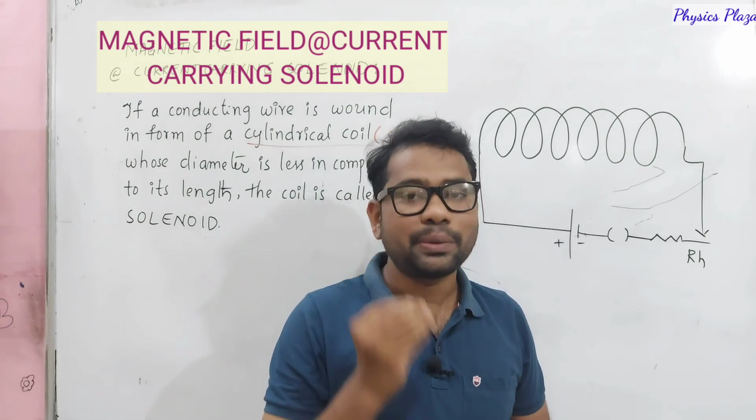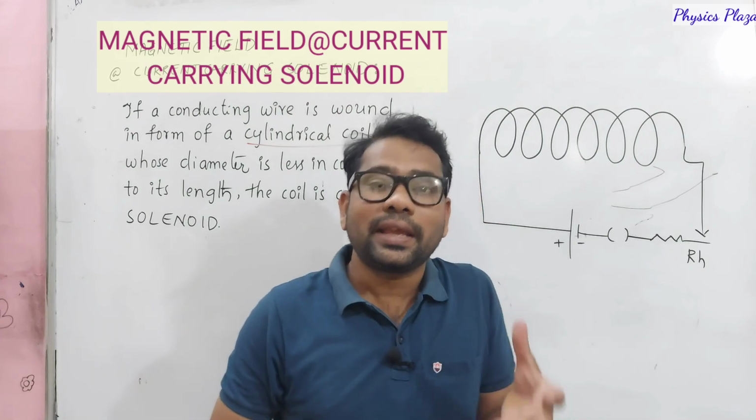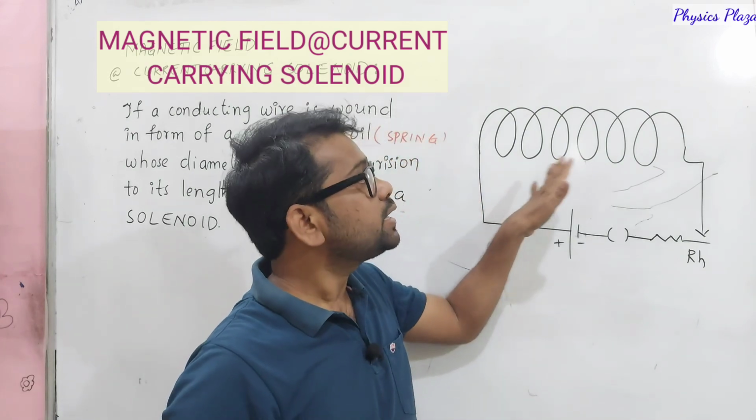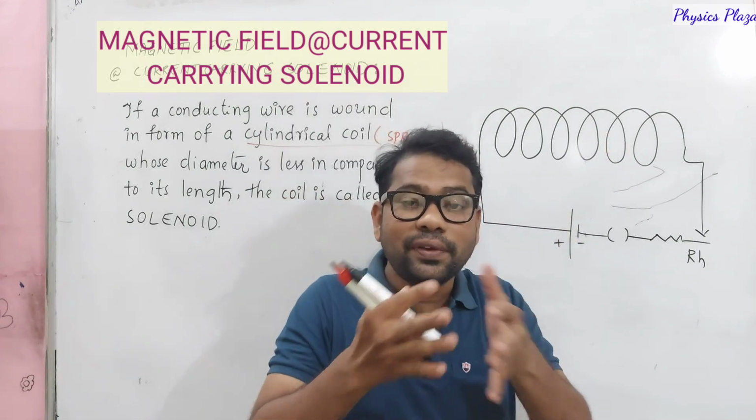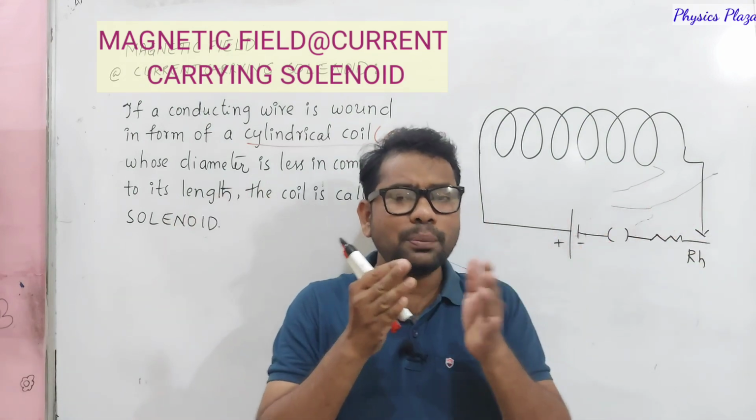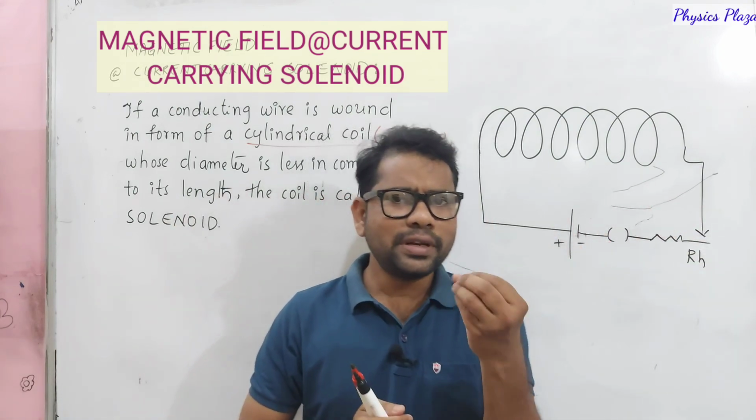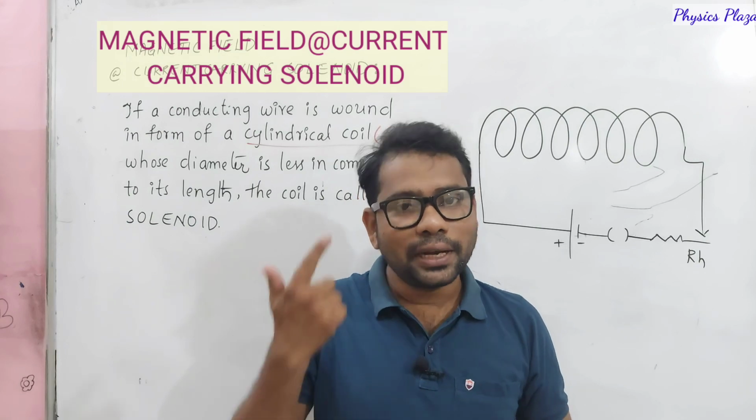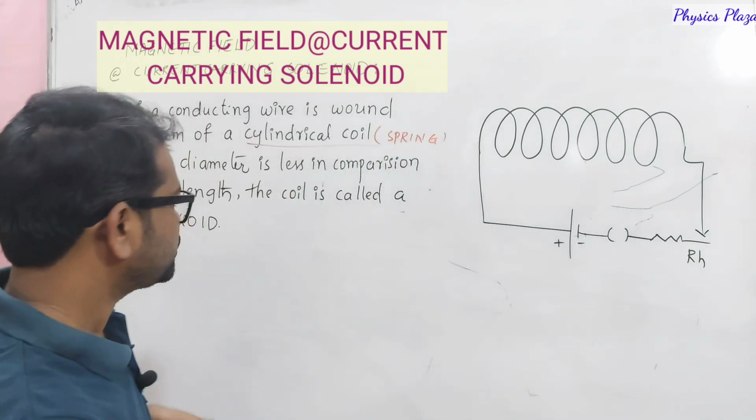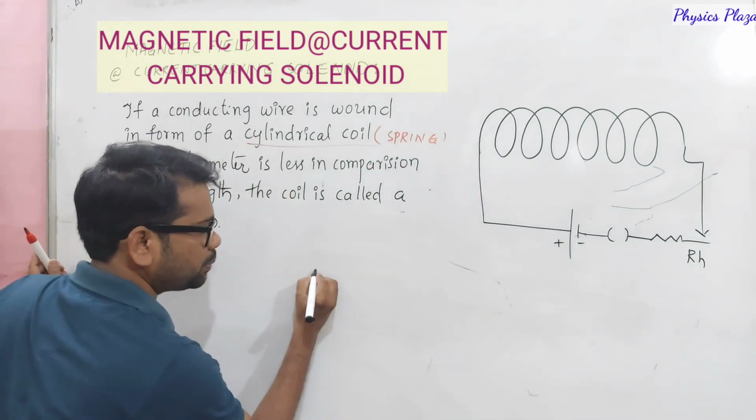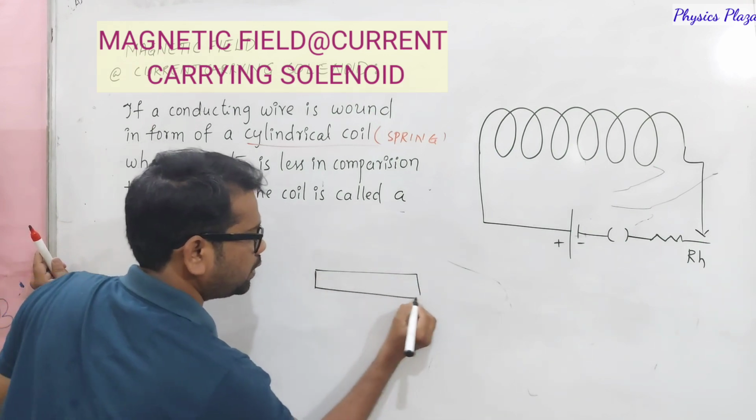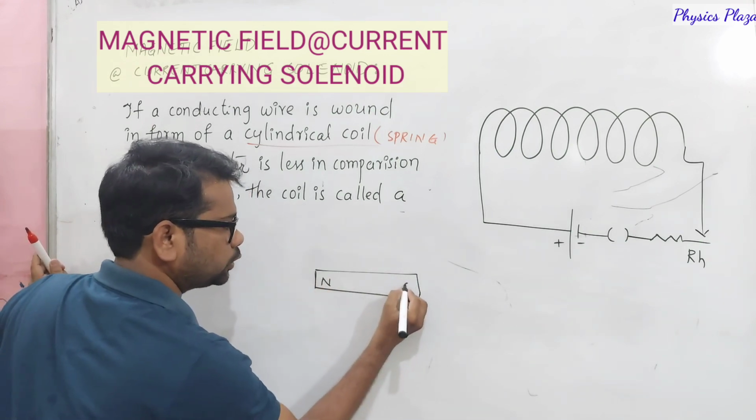So it's very important. The current carrying solenoid is going to create a magnetic field around it. But how will the magnetic field pattern be? How is it similar to the bar magnet? Then let us recall about a bar magnet. Children, let us look at here. It is a bar magnet, with its north pole and south pole.